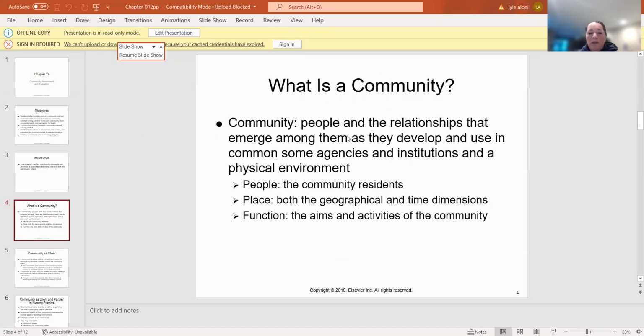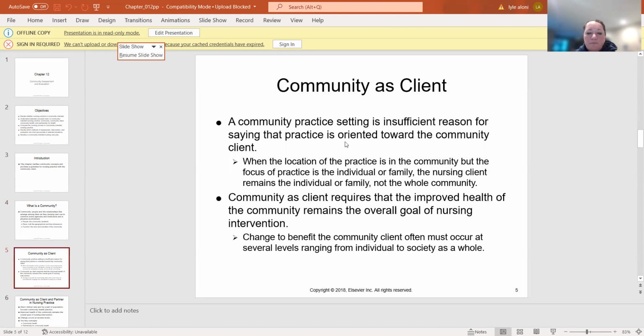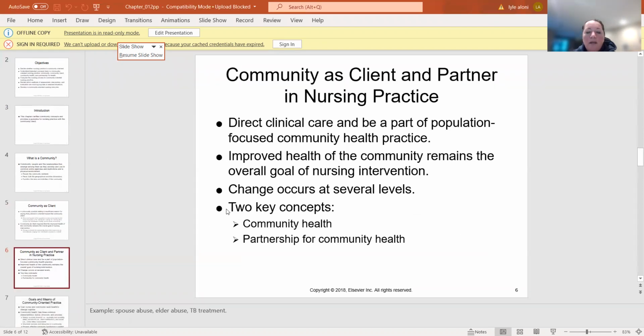So when we look at this, we're going to look at different concepts and guidelines with our community client. We talked about community. It can really be people and relationships that develop. It can be geographical, it could be time, it could be what they are doing, what are their activities, who are our community residents. When we look at community as a client, it's saying that the practice is oriented toward the community client, and community as a client requires that the health of the community is the overall goal of our nursing plan. We then have community as client and partner in nursing practice, direct clinical care, and part of a population-focused health practice. We take a look at that.